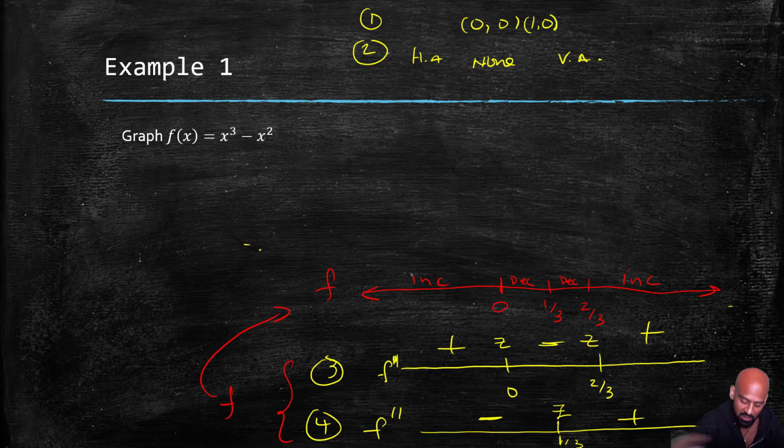So now, let's look at the second derivative. The second derivative says that it's negative here. Remember, what does the second derivative give us? Concavity. So if it's negative, it's going to be concave down from negative infinity to 1/3, and then from 1/3 to wherever, it is going to be concave up.